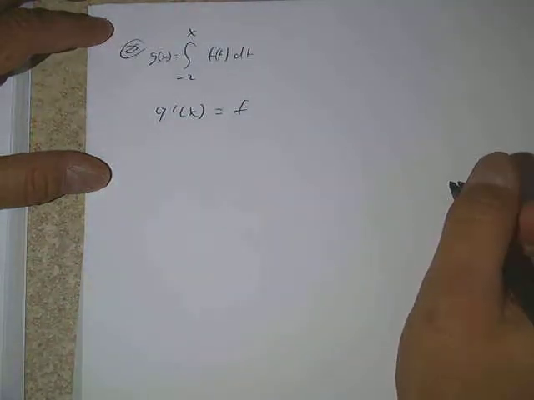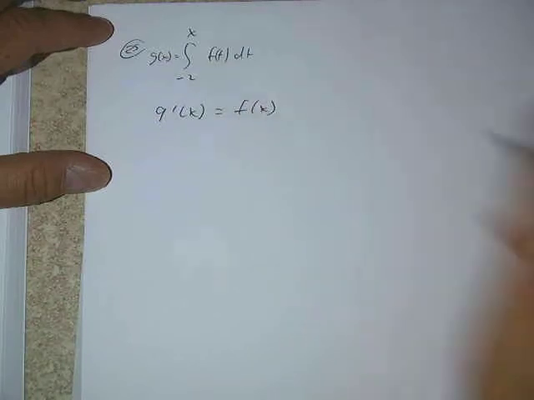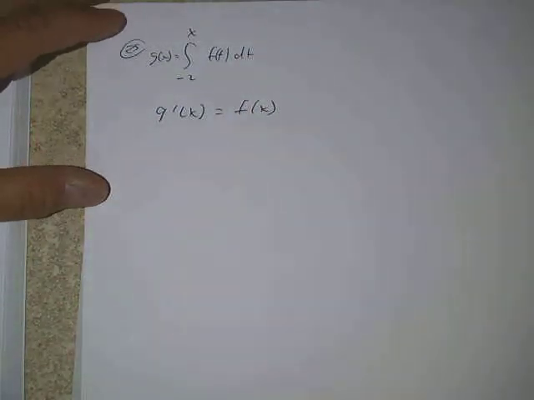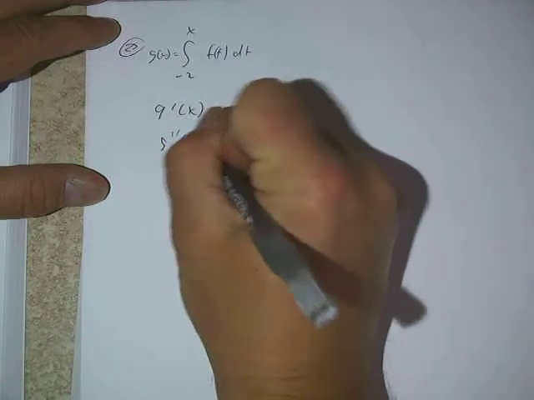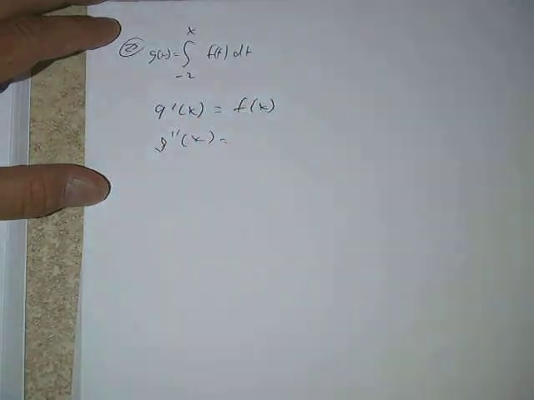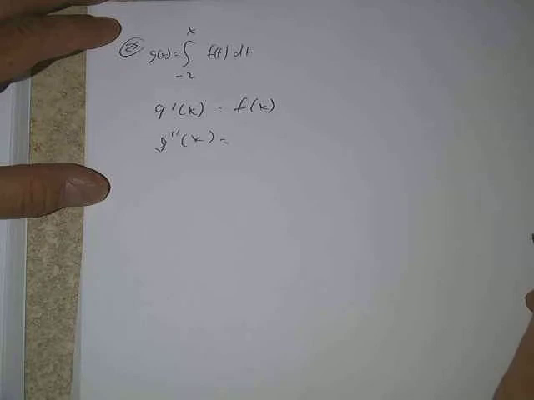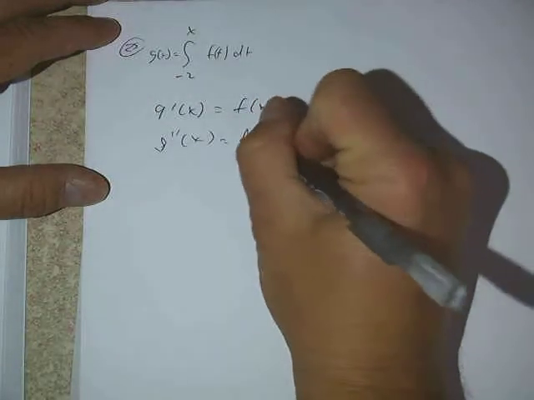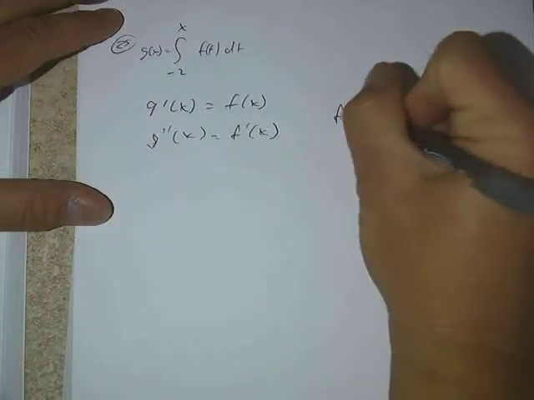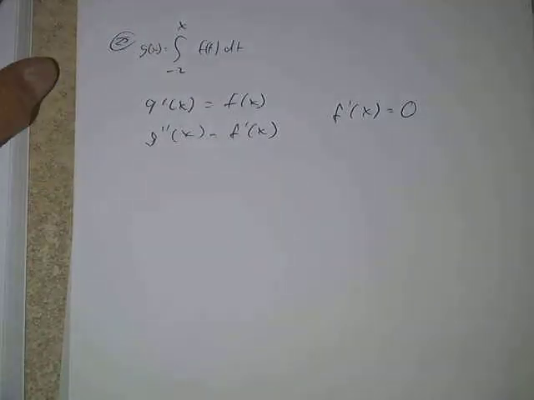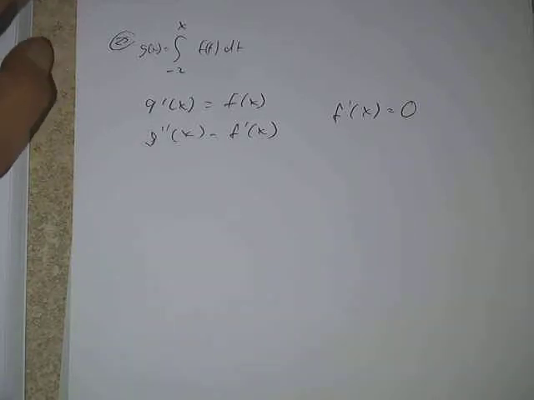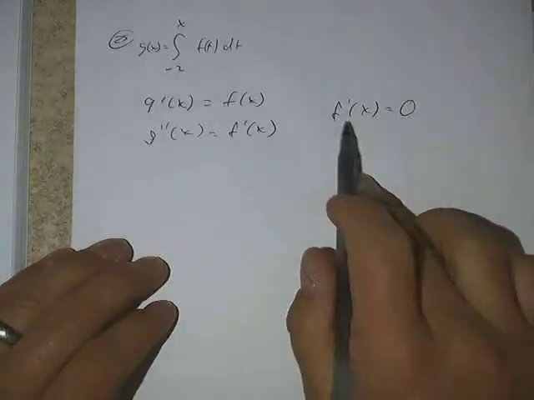Right. So what is the derivative then of g here? Close. F of what? X. It's the integrand evaluated at the upper limit, so that's the first part of the fundamental theorem. So that's the derivative. Then what would the derivative of that be? The second derivative of g, if you will, would be f prime. And so that's essentially what we want to know: when is f prime equal to 0? That's when we're going to have inflection points.